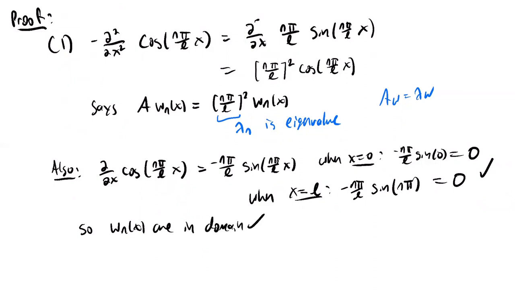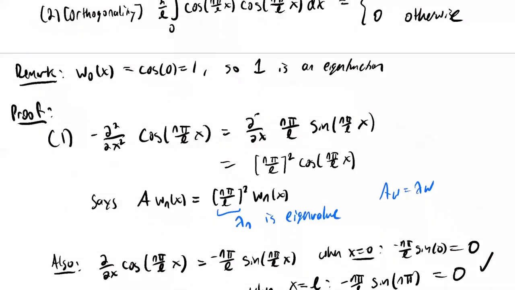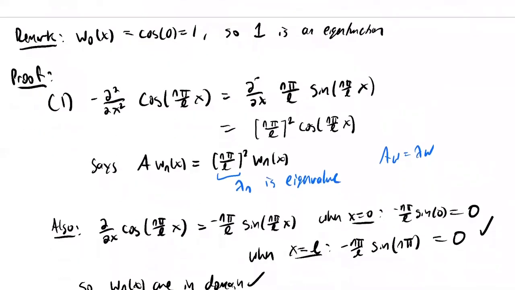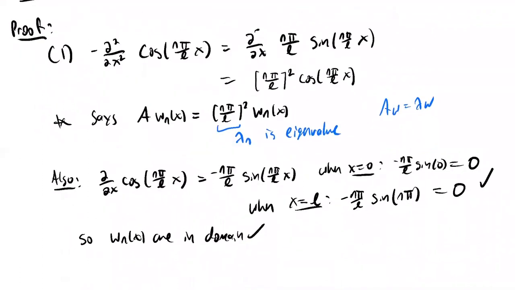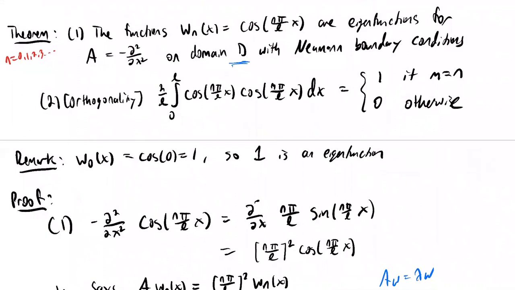When you're given a differential operator with a domain that's specified to you with certain boundary conditions, if you want to check that some function is an eigenfunction, you have to check two things. You have to check that it solves this equation, where if I apply the operator to the function, I get a scalar multiple of the function, and the scalar multiple is the eigenvalue. But you also need to check that the functions under consideration are in your domain. So that's very important. That's the proof of part one of the theorem.